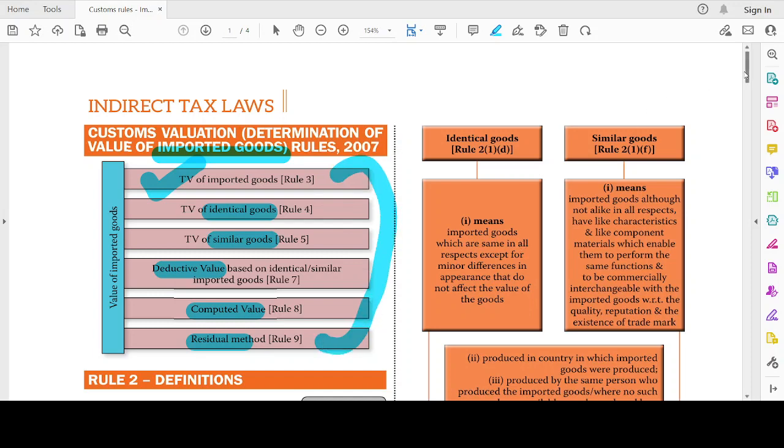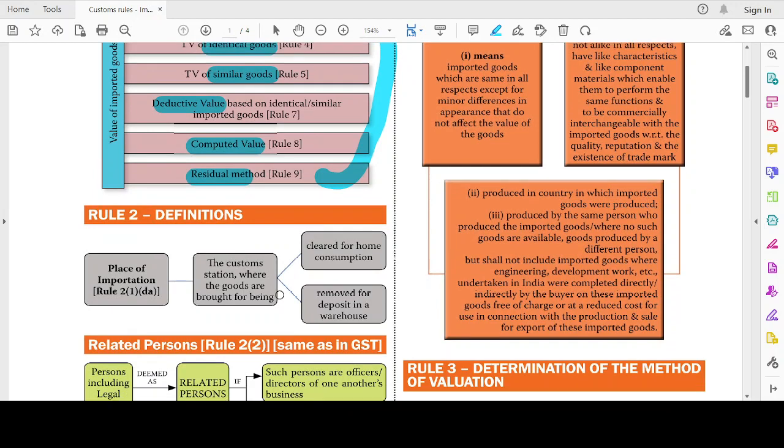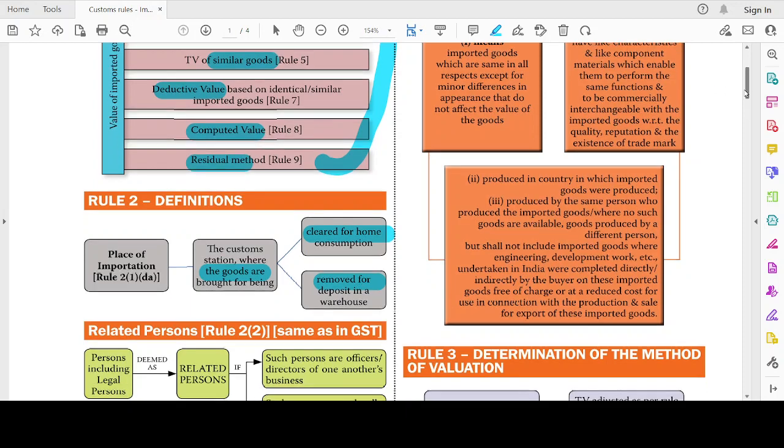Now, Rule 2, the general definitions rule. Place of importation is defined as the customs station where the goods are being brought for being cleared for home consumption or removed for deposit in a warehouse. Cleared for home consumption would mean that they are actually delivered to the end consumer. Removed for deposit in a warehouse means we are going to keep them in the warehouse for further sale.